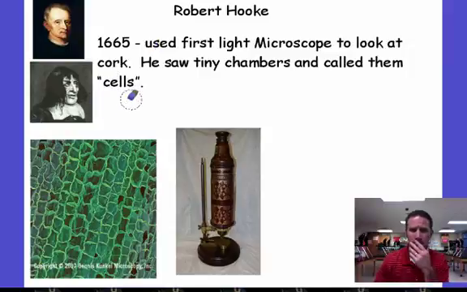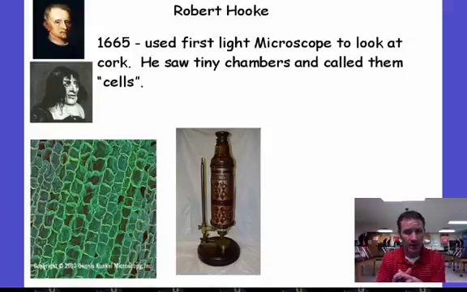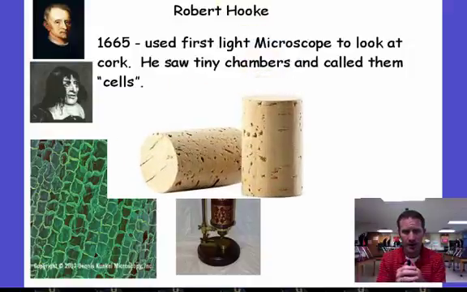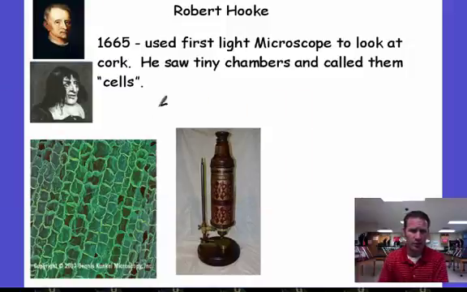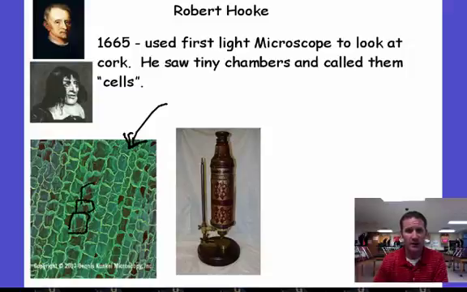At any rate, Hooke is credited with really naming cells. He was a monk, and monks lived in these tiny little chambers, and he was looking at cork, and cork is really just a part of a tree. What he noticed, as this picture shows right here, is what cork looks like under a microscope. He noticed that the tiny little boxes really represented the cells that he stayed in at his monastery. And so he compared them to that and called them cells. And I guess the name stuck.